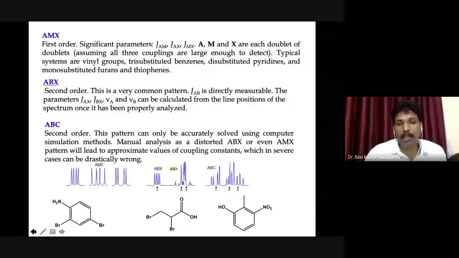Likewise, this is for AB also. You will see so many lines. This is an example of an ABC spectrum, and see how complicated it is. If it is first order, then you don't see this many lines, right? You have many lines here, and these are real examples of those molecules.